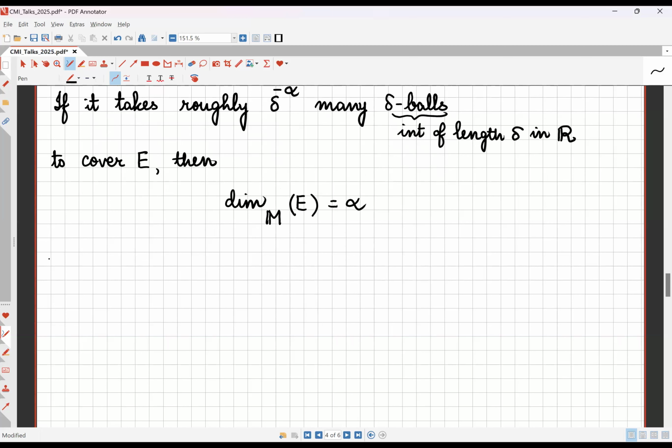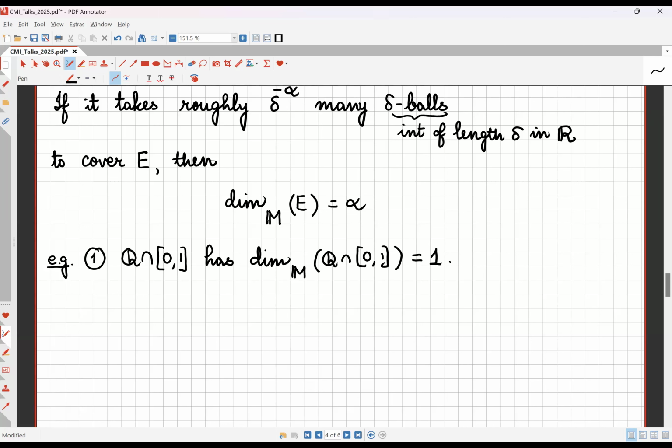So, for example, let's say we look at all the rationals in 0, 1. Okay? So this has Minkowski dimension 1. Why? Because no matter how small a delta you pick inside your interval 0 to 1, there will be rationals in all of them. So you need every single interval to cover the rationals, and then the only possibility is alpha equals 1.